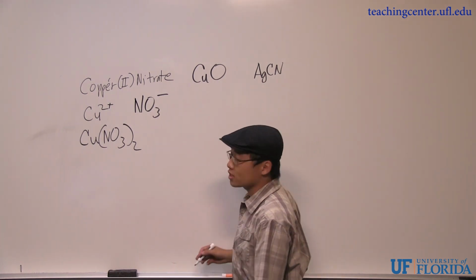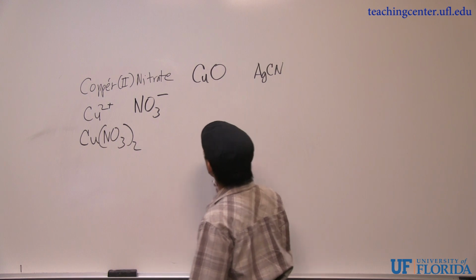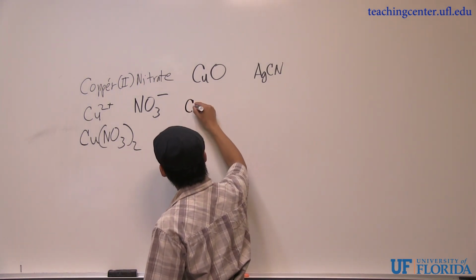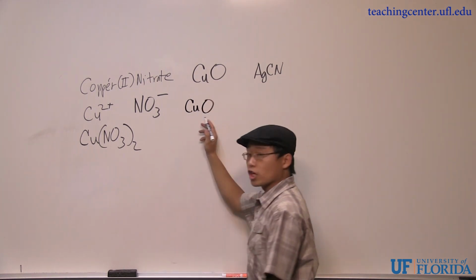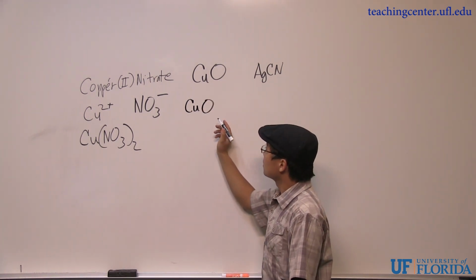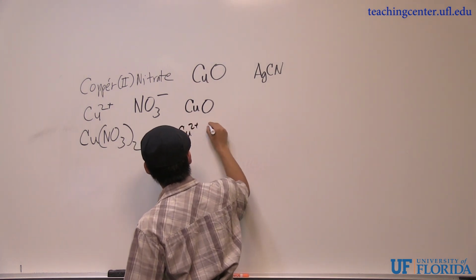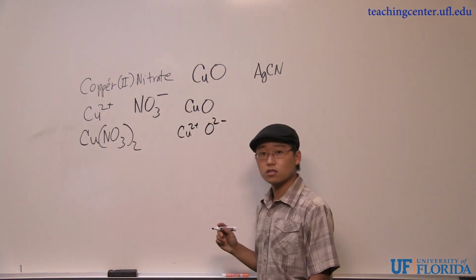The next one says, what's the charge of oxygen in copper(II) oxide? Well, the reason we know this is copper(II) oxide is because there is a 1-to-1 ratio of the charges. So we know that Cu is 2+, so therefore O must be 2-.